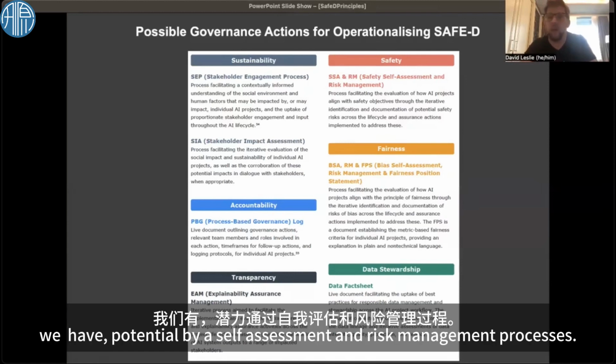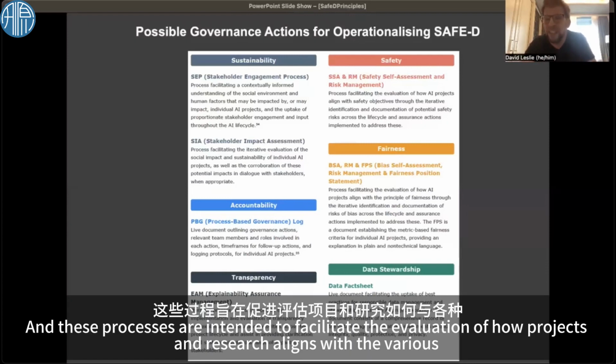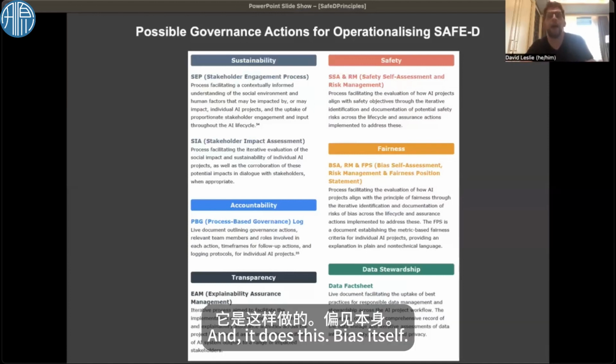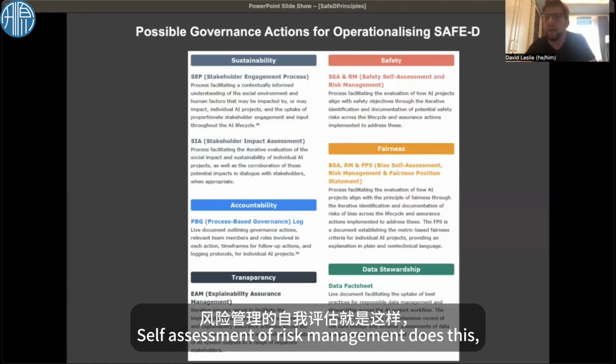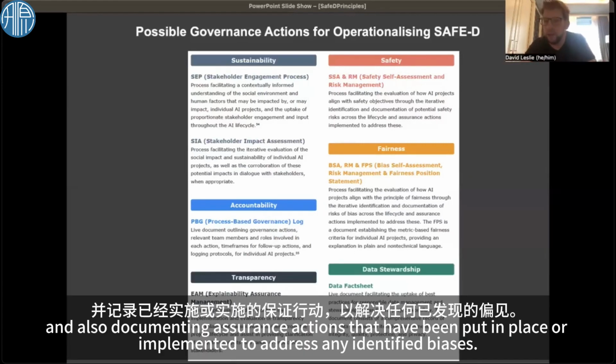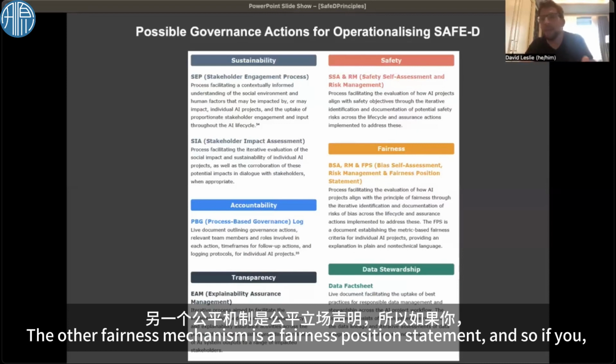For fairness, we have potential bias self-assessment and risk management processes, and these processes are intended to facilitate the evaluation of how projects and research align with the various principles of fairness that are being put into practice. Bias self-assessment and risk management does this through iterative identification and documentation of risks of bias across the entire life cycle, and also documenting assurance actions that have been implemented to address any identified biases.